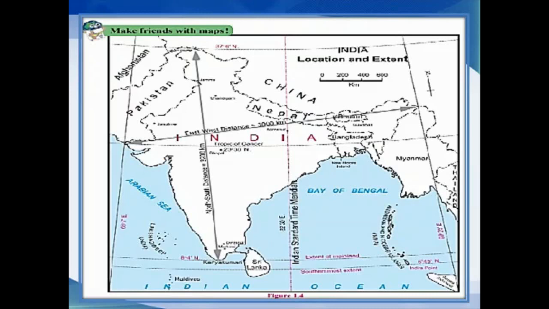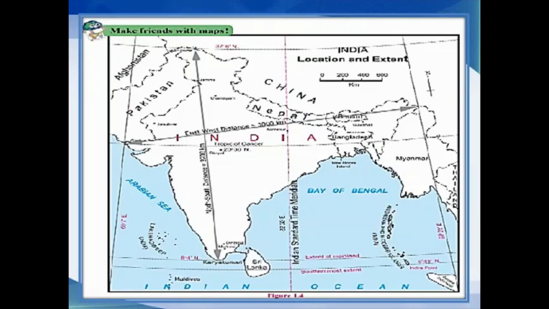Second, by how many minutes do two consecutive longitudes differ? The two consecutive longitudes differ by 4 minutes. Third, what is the value of degrees of longitude at Mirzapur? The value of degree of longitude at Mirzapur is 82 degree 30 minutes.